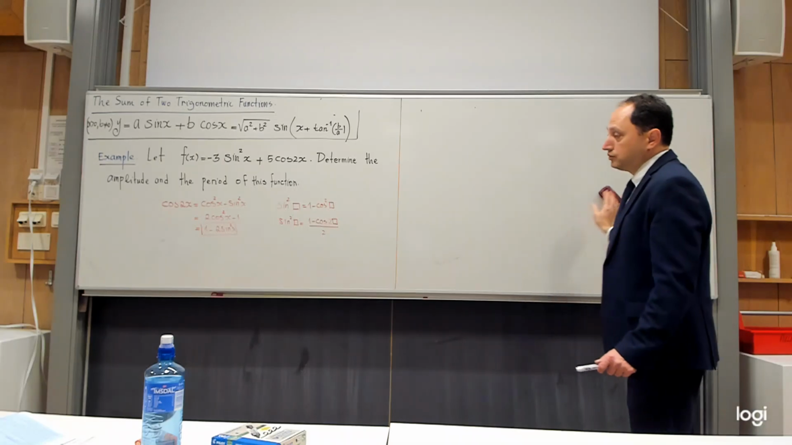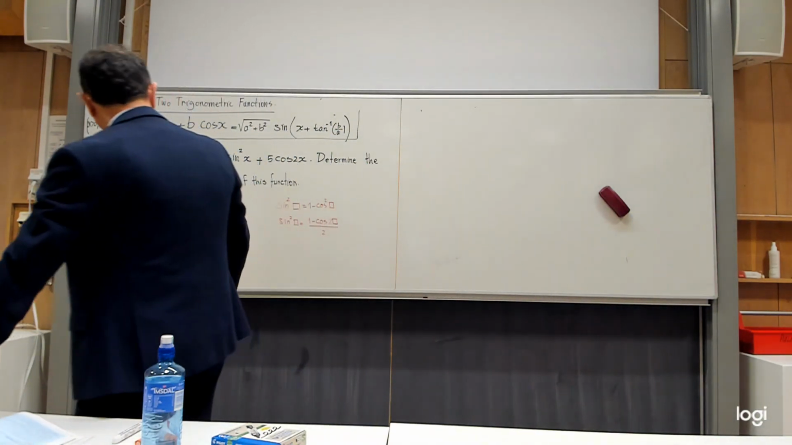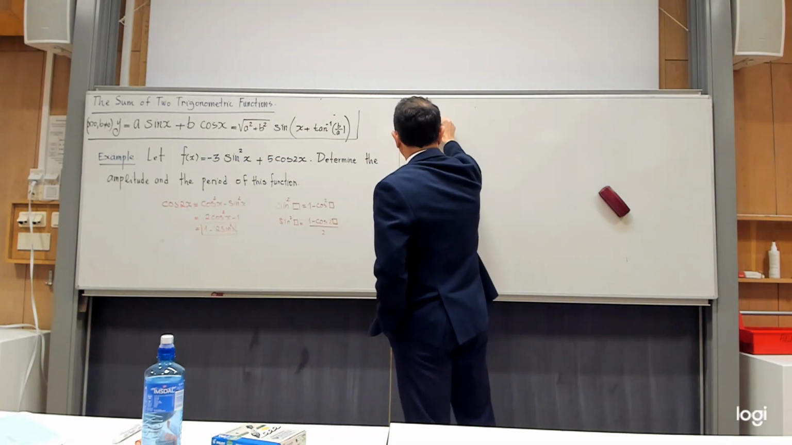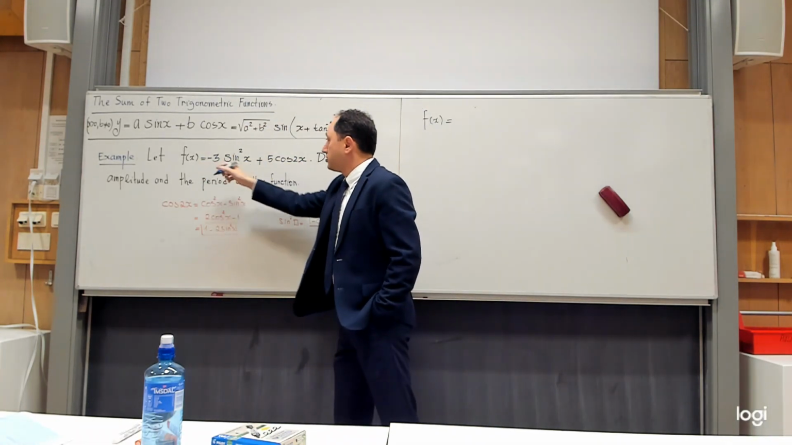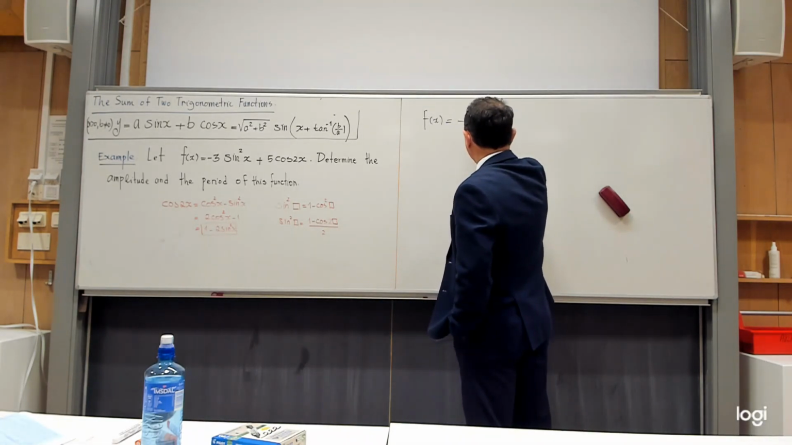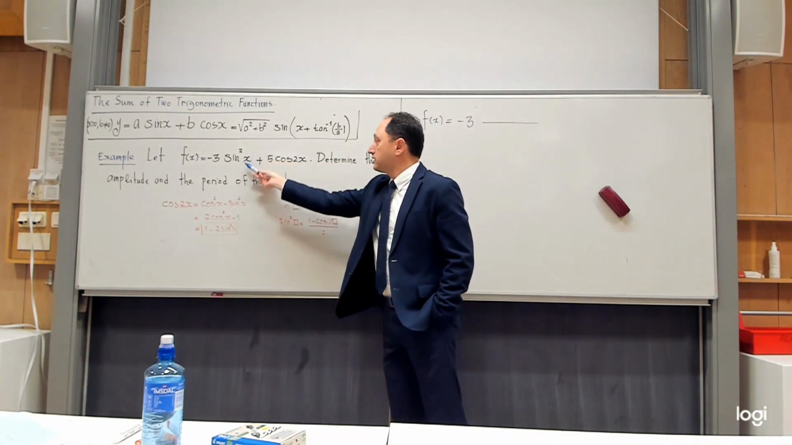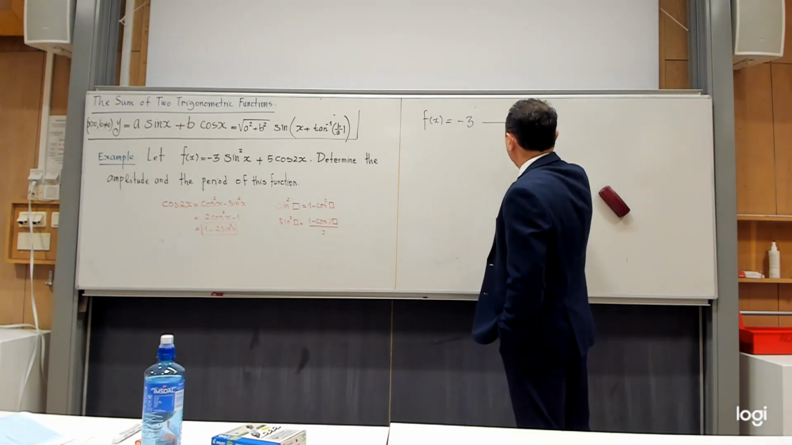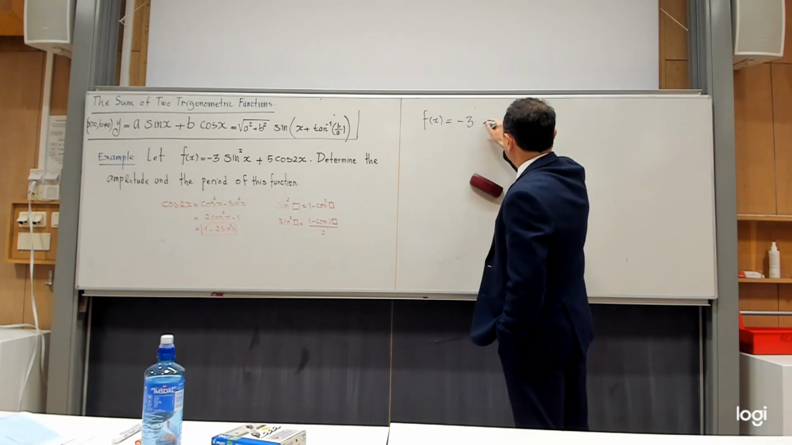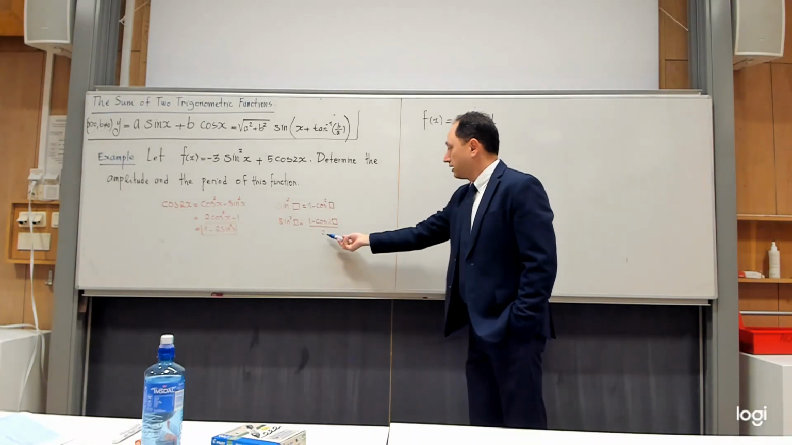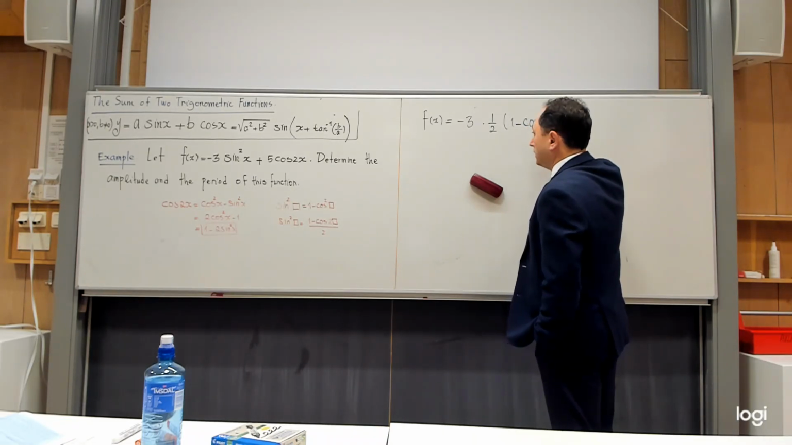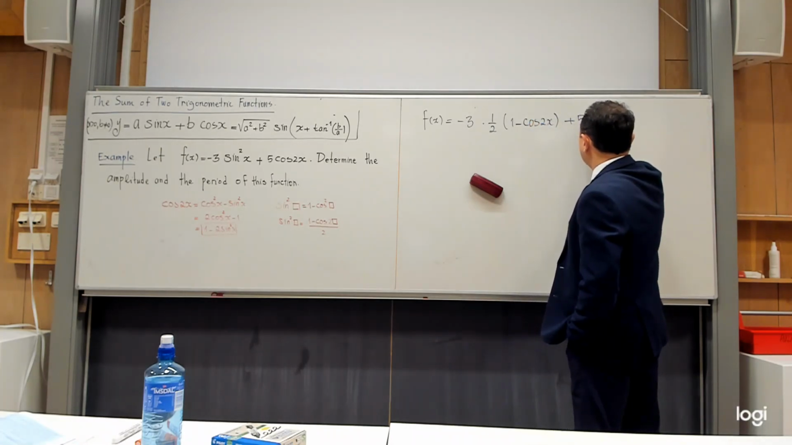So what can we do? We can write f of x is equal to minus 3 is just minus 3, and then instead of sine squared x, I can use this formula. So this becomes, let me write 1/2 here instead of putting 1/2 in the denominator, and then I will have 1 minus cosine of 2x. And then I continue the problem as it is.